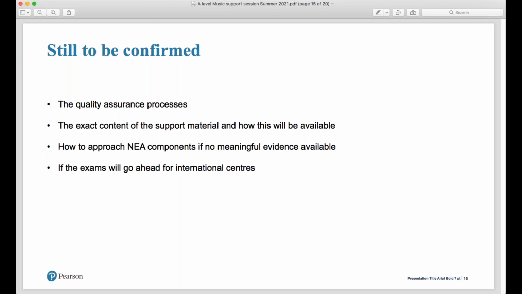There is a bullet point there about whether the exams will go ahead for international centres. This is for international centres that are taking A-level or GCSEs that are UK-based qualifications rather than international versions. And actually in the update that went out to centres yesterday, it does say that the same situation will apply for international centres and UK centres for these qualifications, so they wouldn't be going ahead.